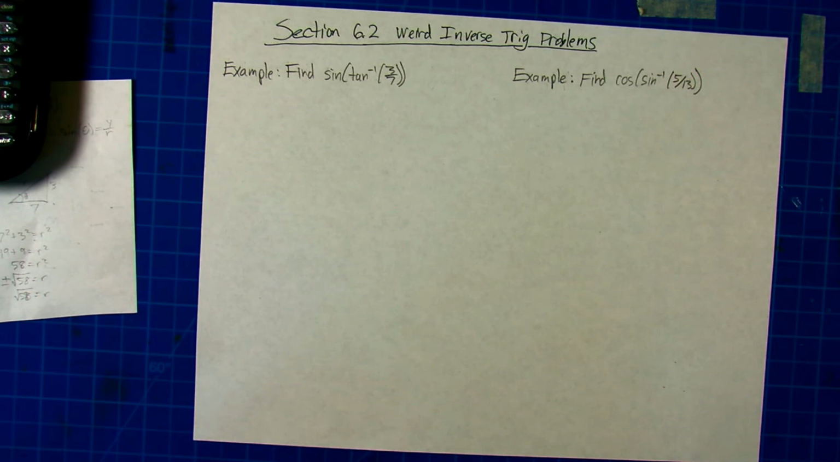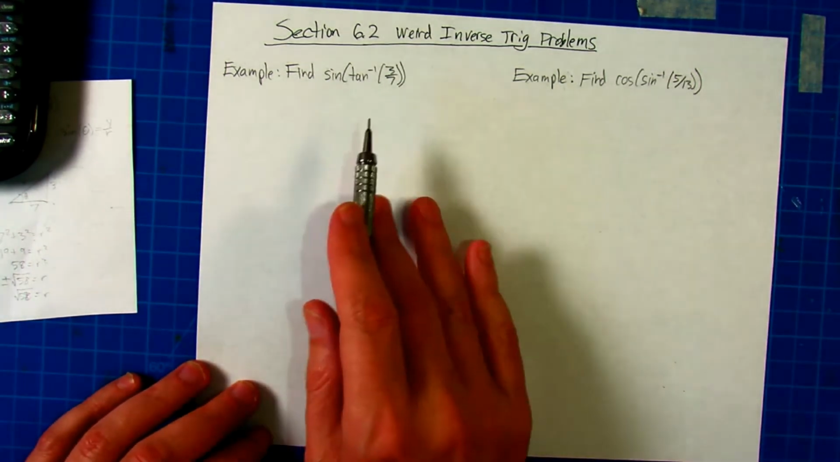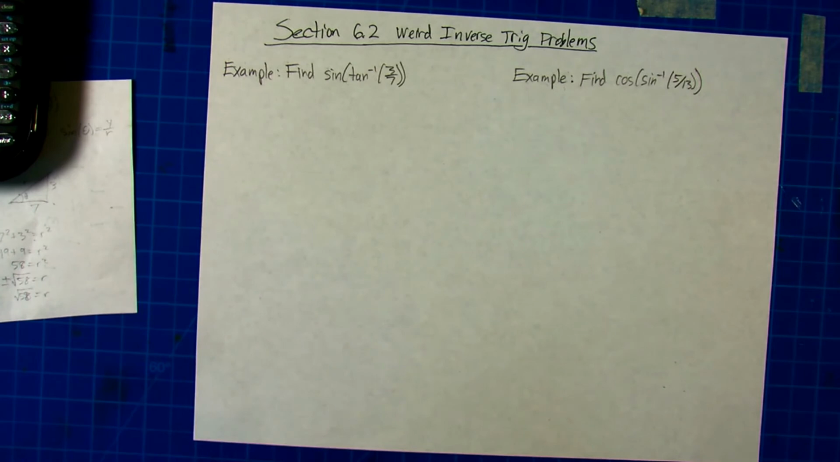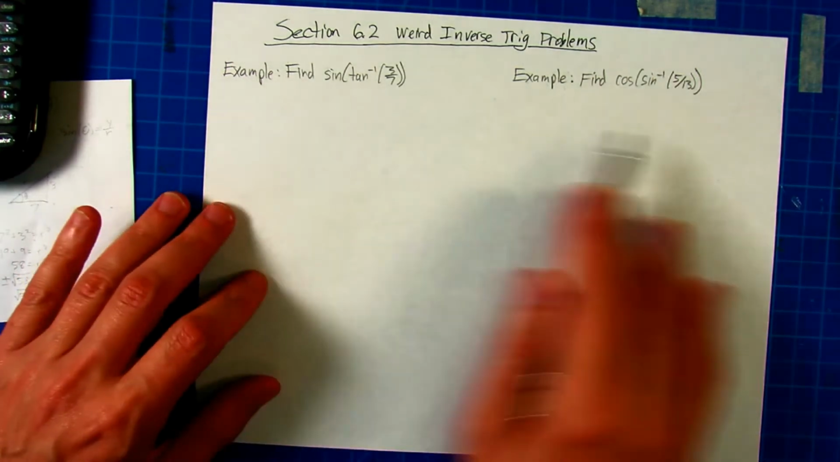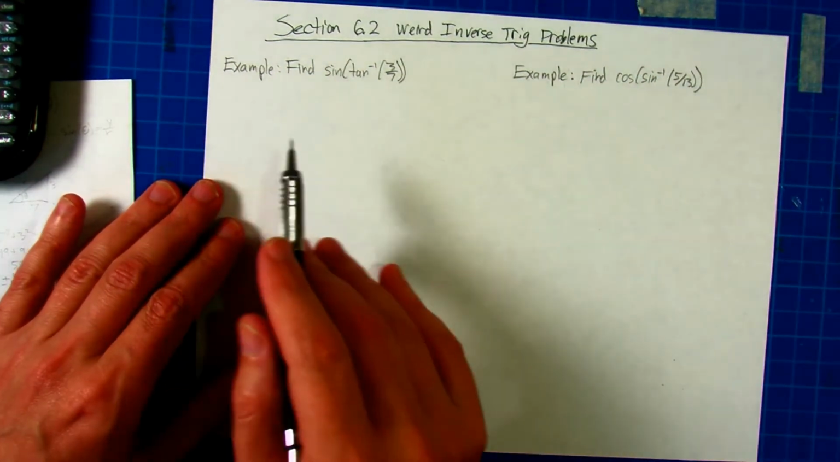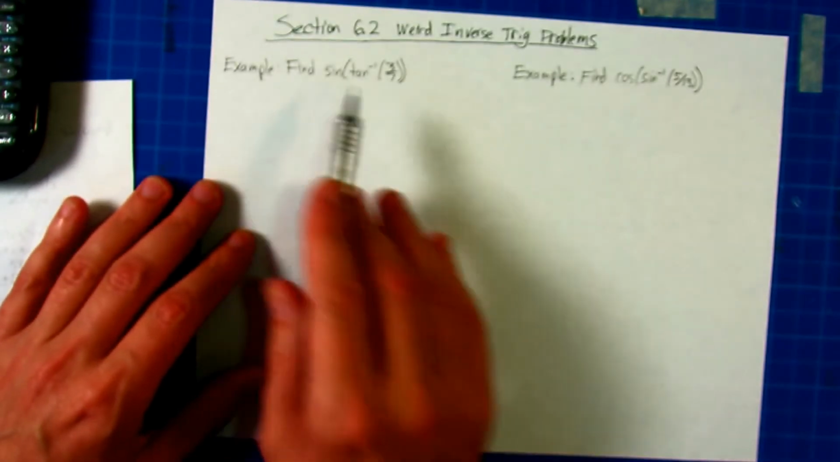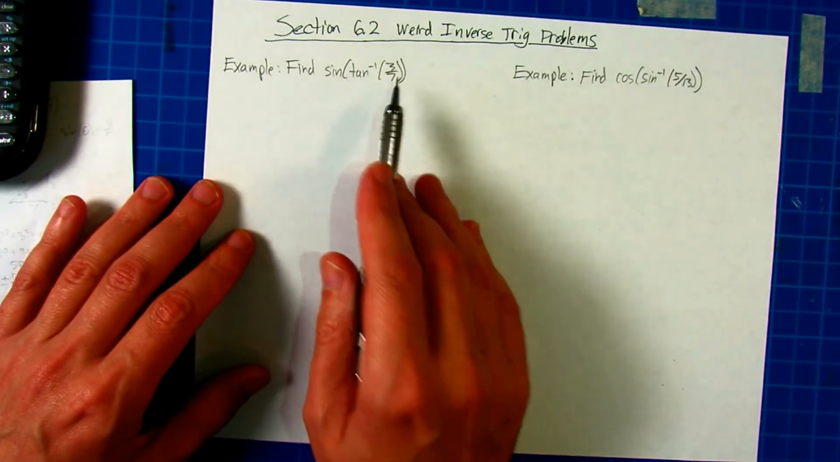To that end, section 6.2 has a bunch of weird inverse trig problems that there's a very specific strategy to figure out. The strategy the book goes through is a little different. I think this one's a lot simpler because it involves drawing and looking at it visually. Suppose, for some reason unknown to you, but maybe it's in calculus or advanced number theory, someone wants you to find the sine of the inverse tangent of 3/7.